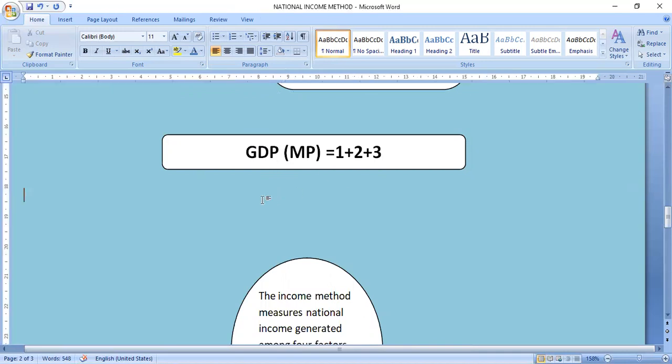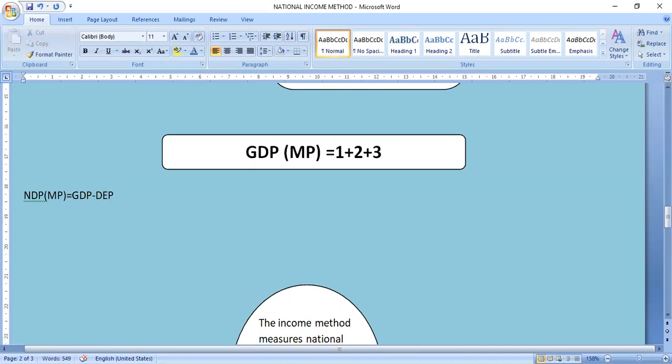Then after GDP, how to calculate NDP? If you want to calculate NDP, on the basis of MP, we know that GDP minus depreciation is equal to NDP.